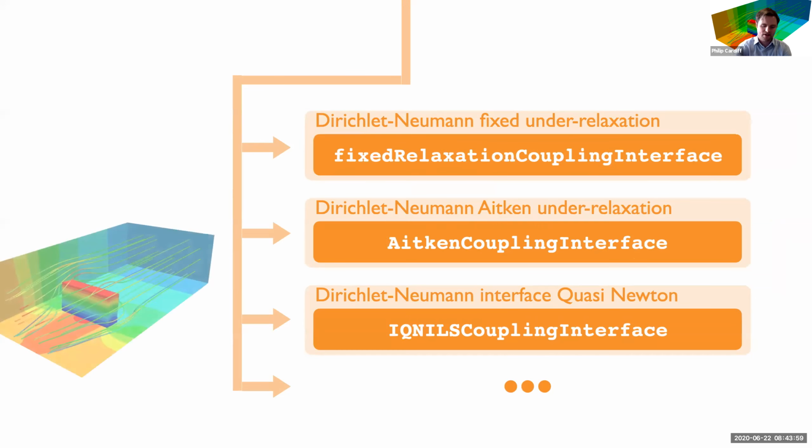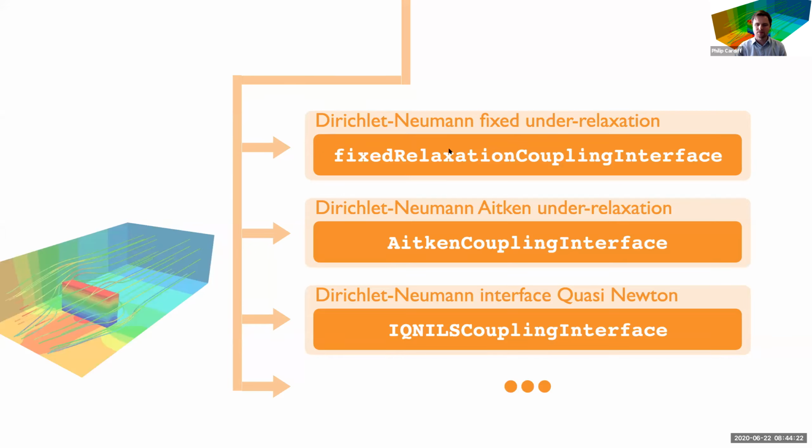And then with FSI, the current methods in solids4Foam are the same as in Foam Extend. They're using this partitioned approach where you solve for the fluid, then the solid, then the fluid, then the solid, and you keep iterating until it converges in a time step, and then you go to the next time step. You could just do one fluid, one solid, which is called a weakly coupled approach, and then go to the next time step.